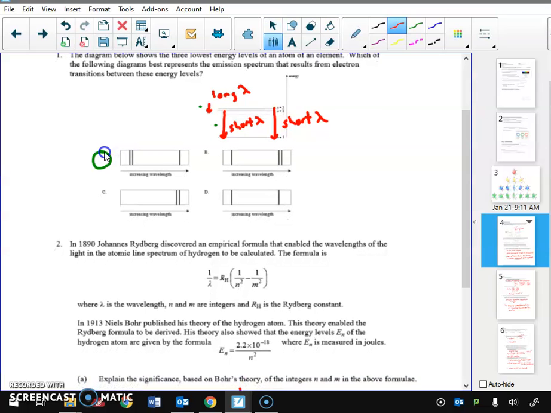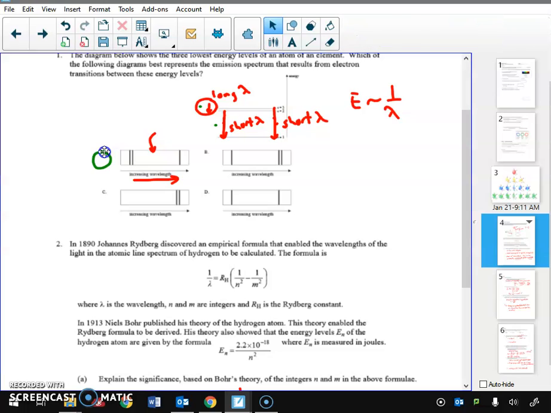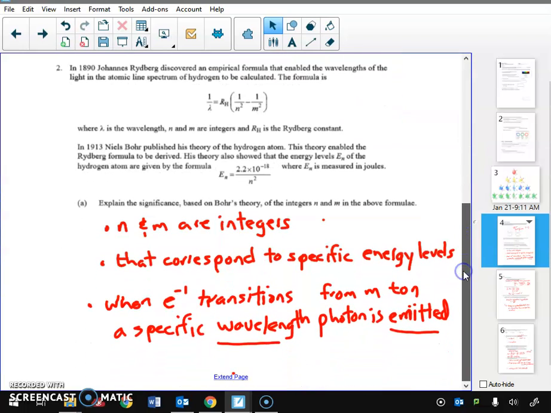And so large energies correspond to short wavelengths because E is proportional to 1 over lambda. So I should expect two short wavelengths next to each other because these two gaps are very similar, and then one particularly long wavelength that corresponds to a small energy. That's why it's A, because the wavelength is increasing in this one. So I like that problem a lot. It's subtle but elegant.